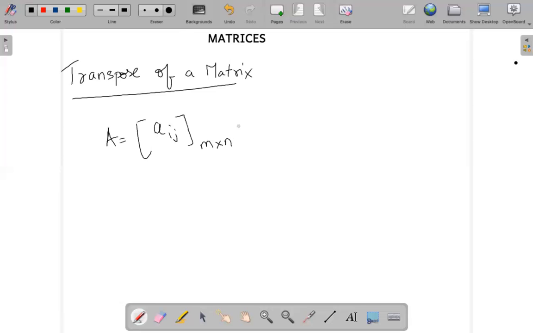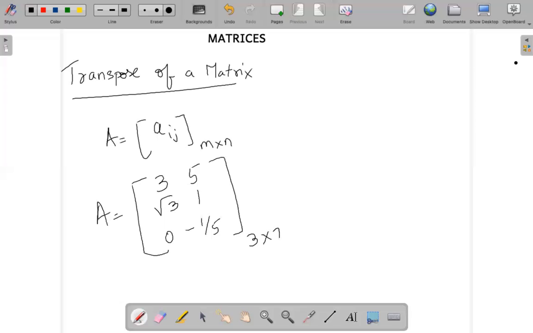Okay, so let us see the example for this. Suppose I have A as 3, 5, root 3, 1, 0, minus 1 by 5. Now this is of order 3 by 2.